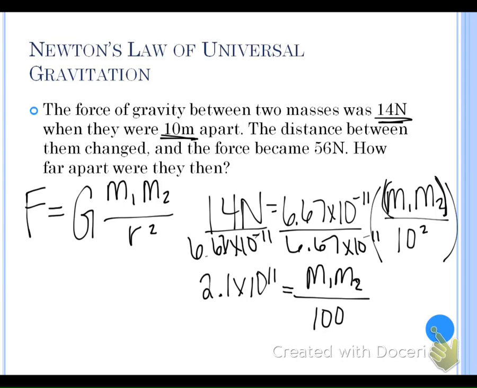I need to take my 100 and multiply it on both sides. So I'm going to take my 2.1 times 10 to the 11th and multiply it by 100, which makes it 2.1 times 10 to the 13th. The reason I multiplied by 100 was because I wanted to get M1, M2 by itself. So if I multiply by 100 on this side, I need to multiply by 100 on this side also. So that means the mass of these two objects put together is 2.1 times 10 to the 13th.